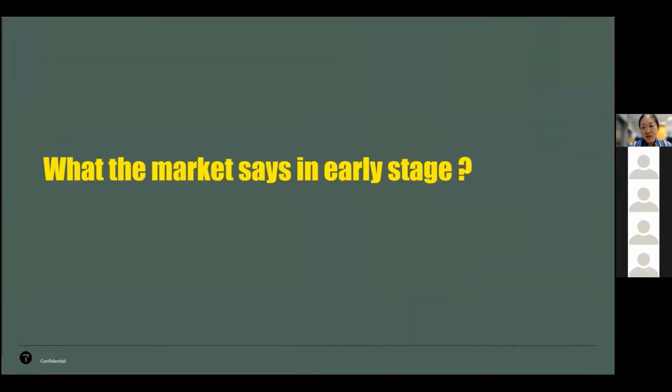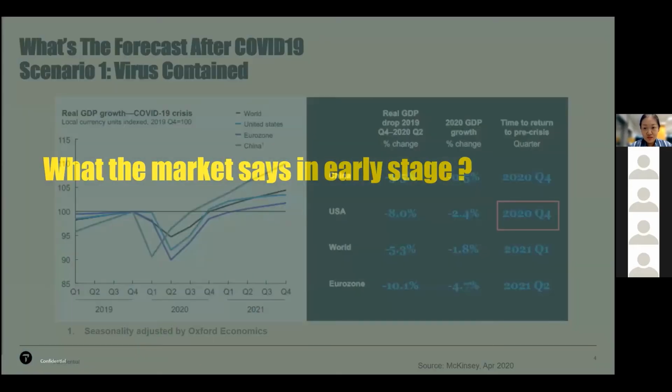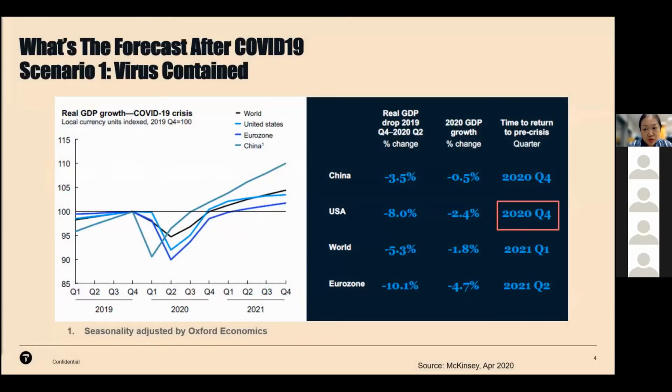So what the market says. In April 2020, McKinsey's report was showing different recovery scenarios. This one was the most likely scenario, assuming the virus was contained, and the time to return to pre-pandemic levels for USA would be 2020 Q4. Apparently, it's not valid anymore.